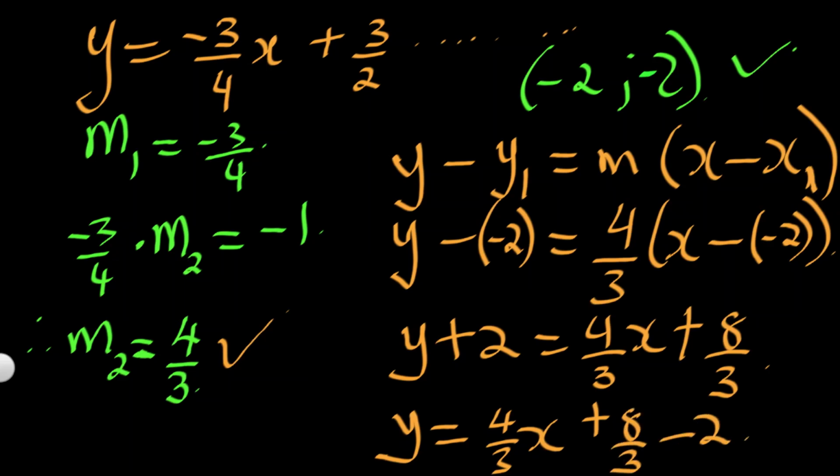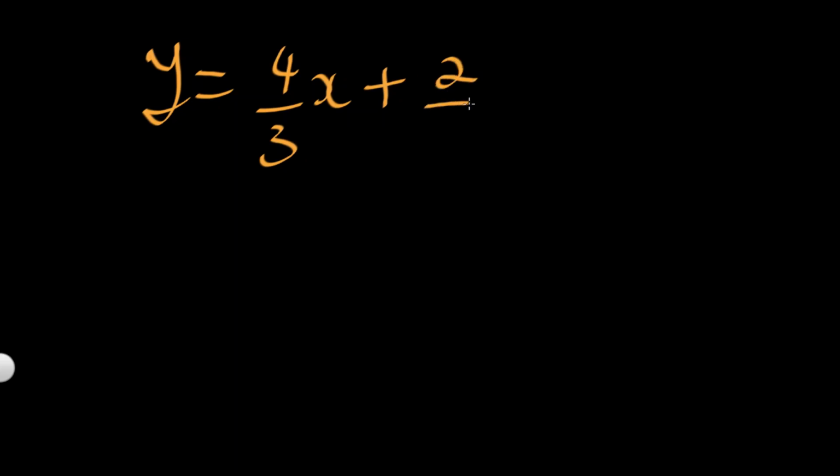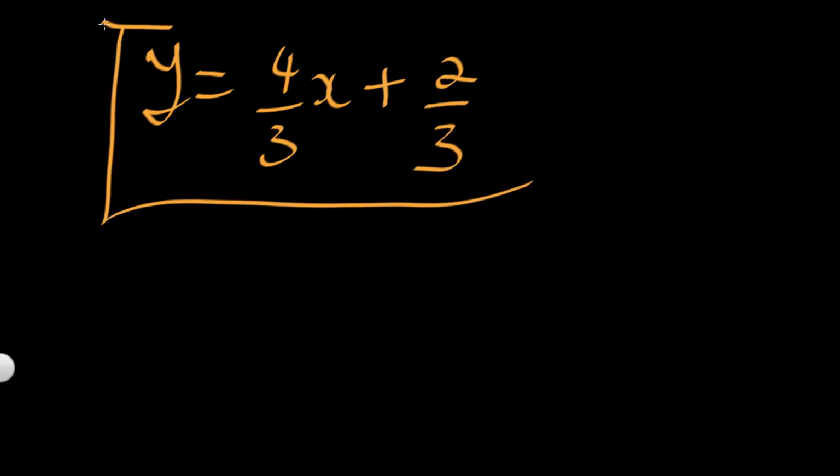So 8 over 3 minus 2, now you get the value of c. This is the value of our c. 8 over 3 minus 2, I get 2 over 3. That is my c. So my final answer is simply y equals 4 over 3 x plus 2 over 3. This is the equation of the unknown line.